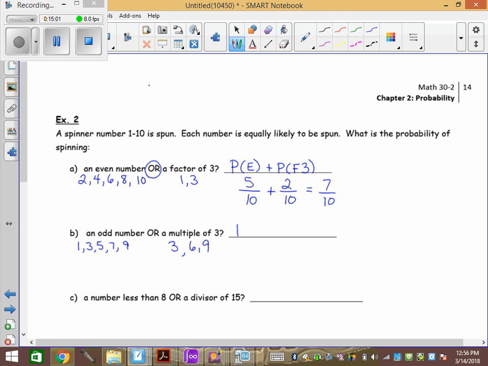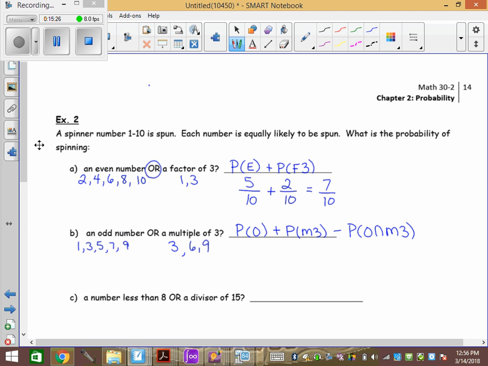So I'm going to do probability of an odd number plus the probability of a multiple of 3. Subtract off the odd numbers and multiples of 3. Why do we have to subtract it off? Because we counted the odd and multiples of 3 here, and we counted the odd and multiples of 3 here. So we counted it twice.